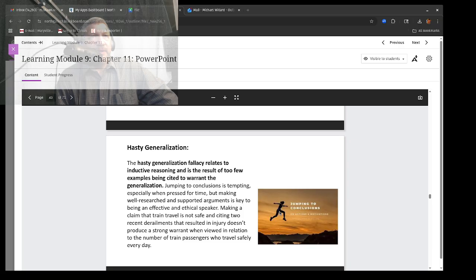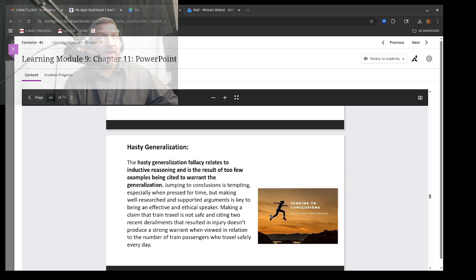Making a claim that train travel is not safe and citing two train derailments that may have resulted in injury doesn't present that strong a warrant. It doesn't say, hey, trains are dangerous and we need to not use them. Right? Because think about how many train rides go off without a hitch. How many trains travel the country delivering goods without a problem.